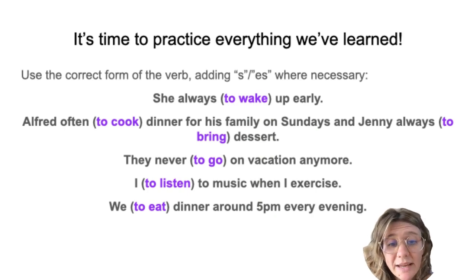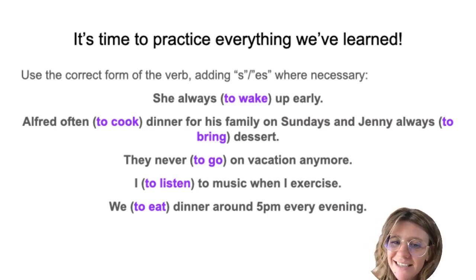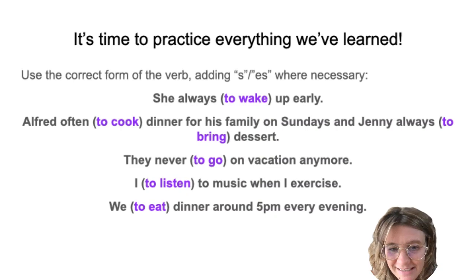So she always to wake up early. Alfred often to cook dinner for his family on Sundays, and Jenny always to bring dessert. They never to go on vacation anymore. I to listen to music when I exercise. We to eat dinner around 5 p.m. every evening. Okay, so pause the video and let's take a look at the answers.